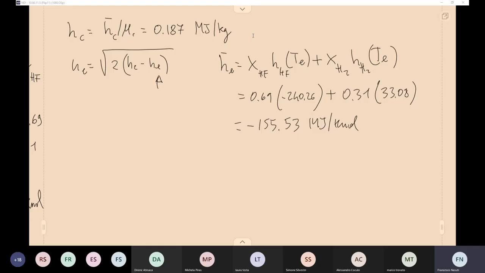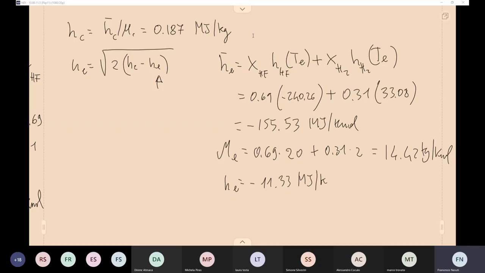And of course, here you see this is the mass specific value, this is the molar specific one. We need to know ME to switch from one to the other. And this is 0.69 multiplying 20, which is the molar mass of HF, plus 0.31 multiplying 2. And the result is 14.42 kilograms per kilomole. And so HE, sorry, the mass specific value, is minus 11.33 megajoules per kilogram. Put them here, and the result is 4799 meters per second.